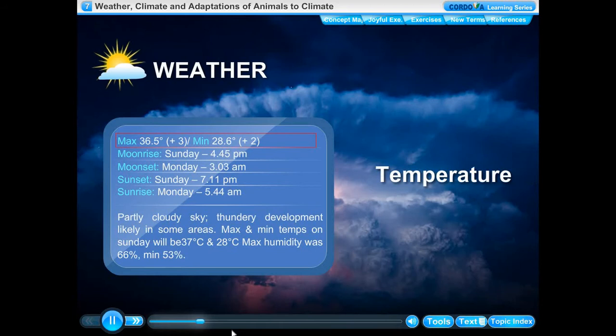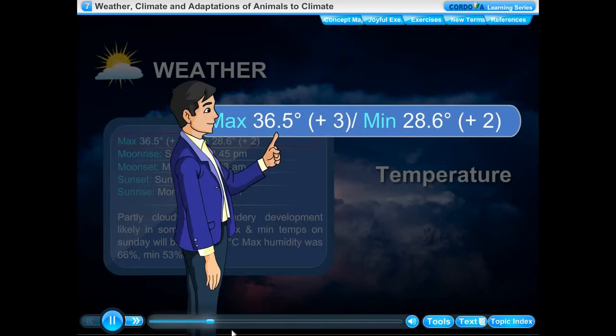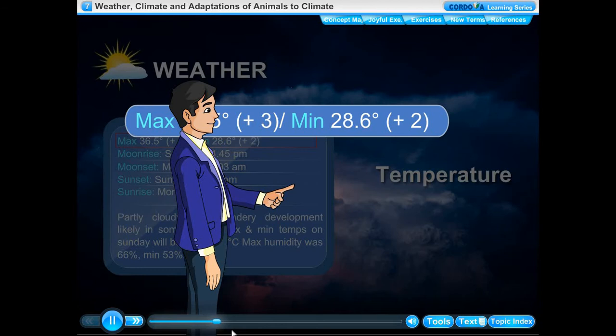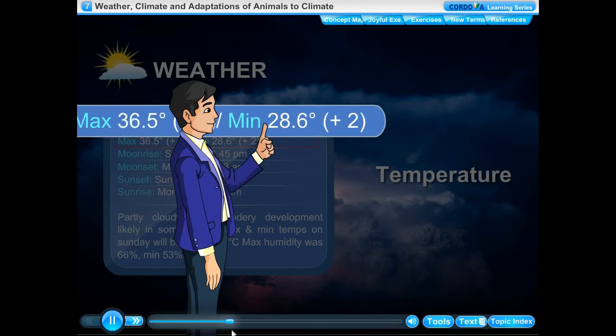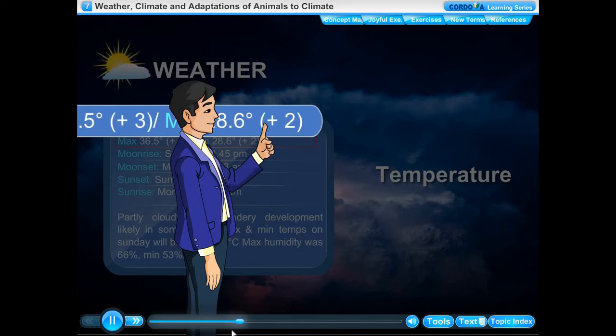Temperature. The weather report given in the figure tells us that the maximum temperature during the past 24 hours was 36.5 degrees Celsius. The figure plus 3 in brackets means that this maximum temperature is 3 degrees Celsius above normal. The minimum temperature during the past 24 hours was 28.6 degrees Celsius. The figure plus 2 in brackets means that this minimum temperature is 2 degrees Celsius above normal.